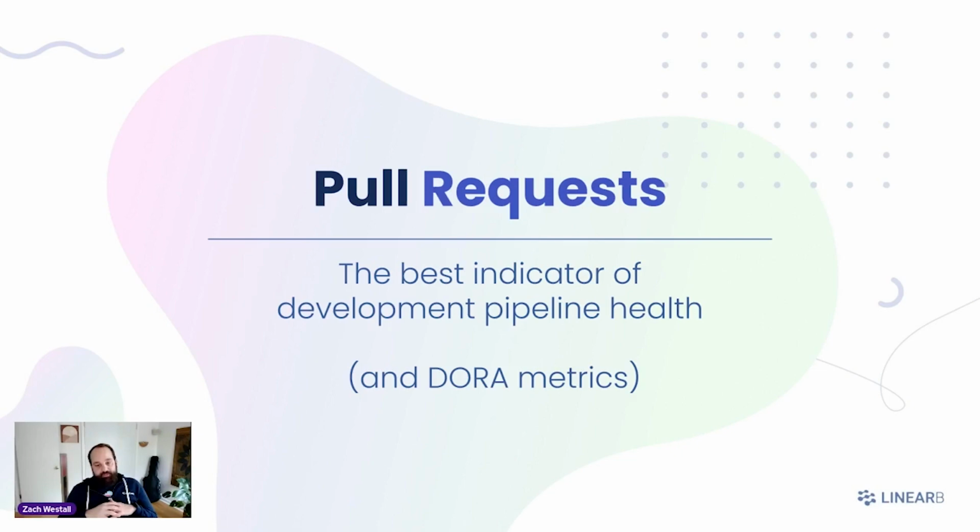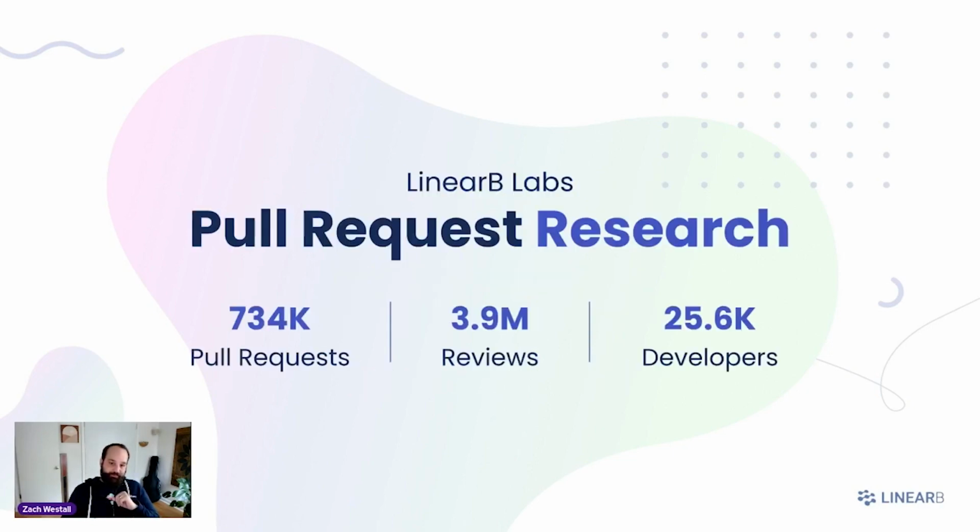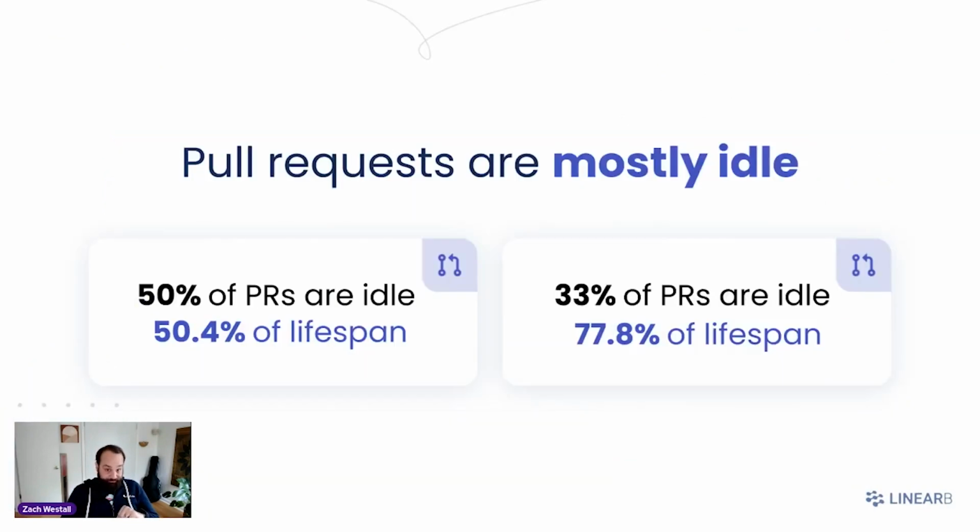I like to refer to them as the proto metric, but they are the best indicator of overall development pipeline health and how you impact your DORA metrics, as I mentioned before. We did a little research on this subject, and by little, I mean a lot of research. We analyzed nearly 750,000 pull requests, almost 4 million reviews from nearly 26,000 developers. And we analyzed all of these pull requests. And what we found was pretty staggering information.